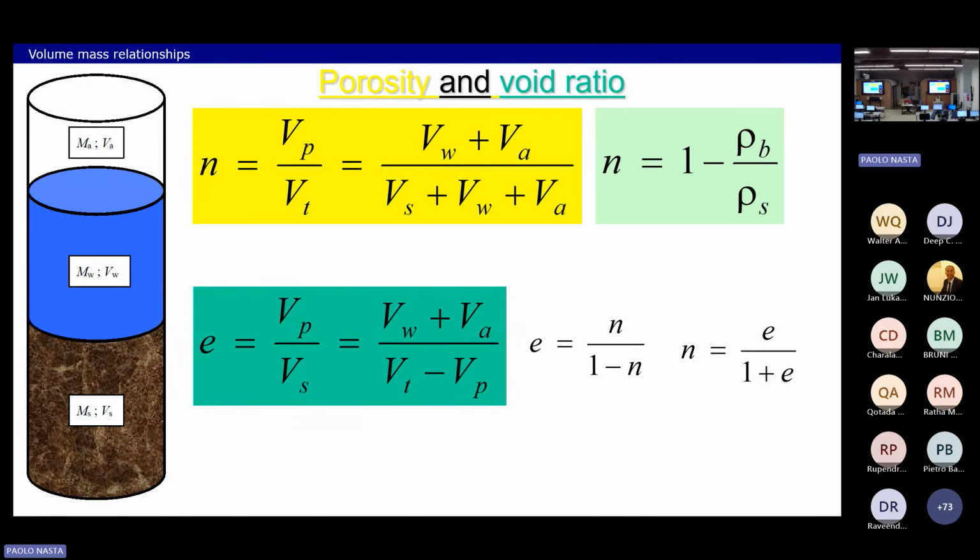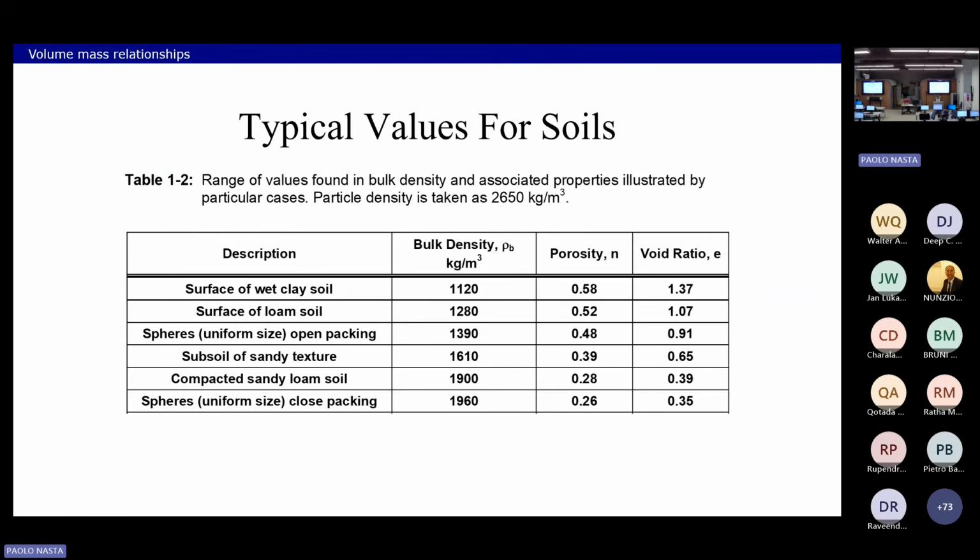Okay. And finally, we have also the void ratio, which is another very important property that can be used in other situations, which relates again the volume of the pores divided by the volume of the solid mass. And these relationships can be used in different situations. And typical values of bulk density range around 1, or let's say 1 gram over cubic centimeter.